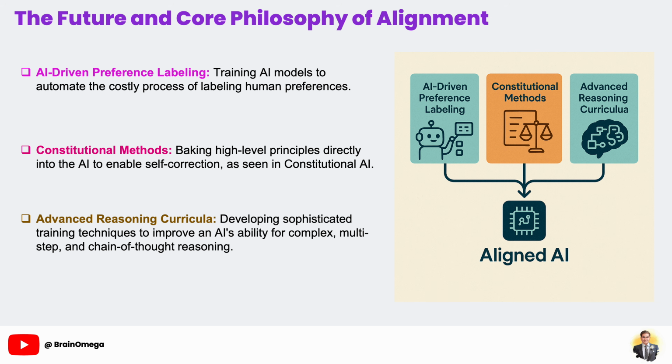Ultimately, these three frontiers are converging. By automating feedback at scale, instilling principles for self-governance, and actively teaching complex reasoning, we are building the foundation for AI that is more capable, robust, and fundamentally aligned with human values.